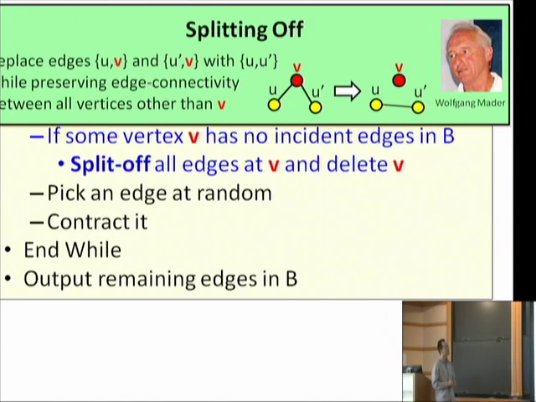You're asking, can a vertex ever cease to have incident edges in B? Yes. Ryan's question was, I think, can I just do the splitting off at the beginning of the algorithm? The answer is no.